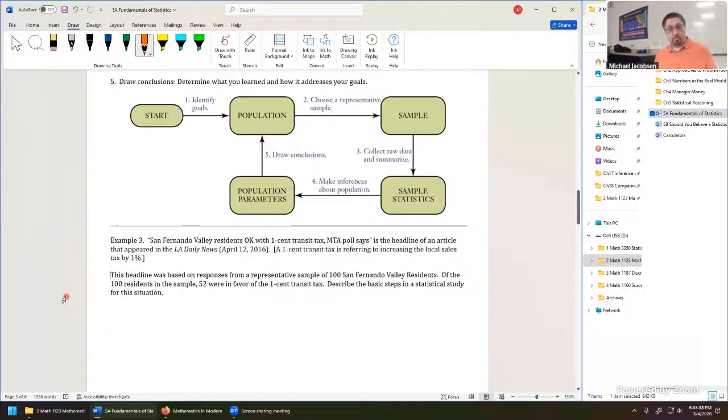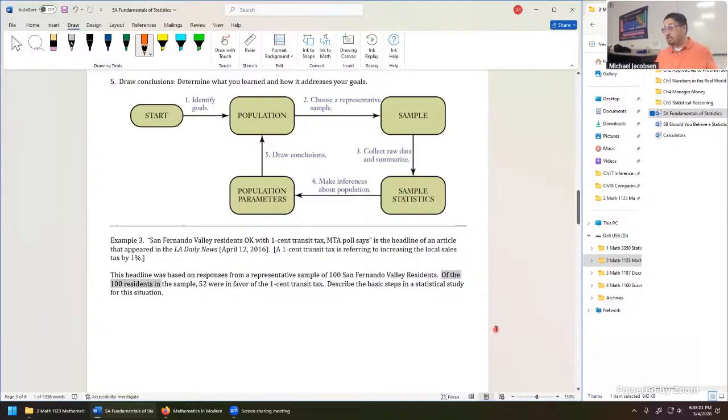This now says just more information about the study. It was based on responses from a representative sample. They didn't tell us how they got it, but we can possibly read this report here if we really want to know more. There's a representative sample of 100 San Fernando Valley residents. And they tell us even more.